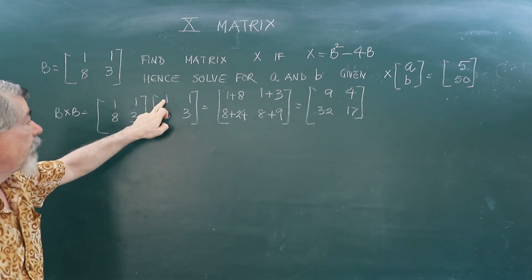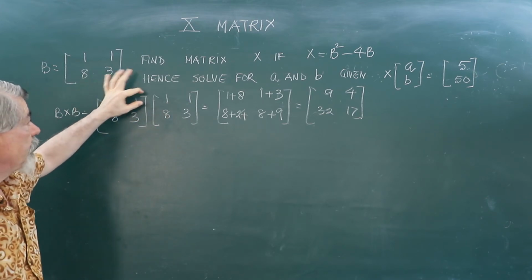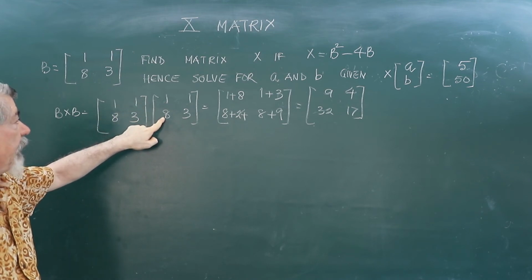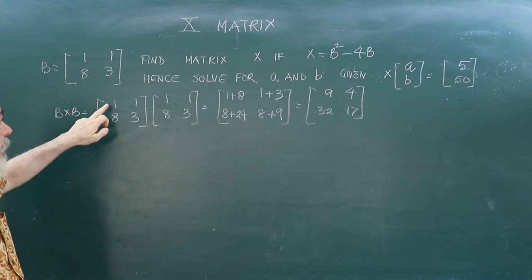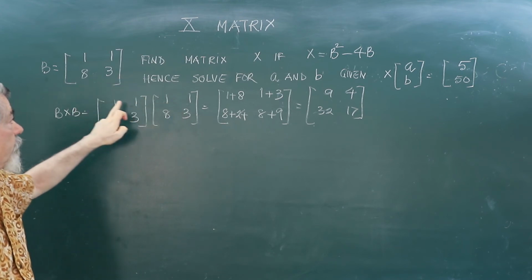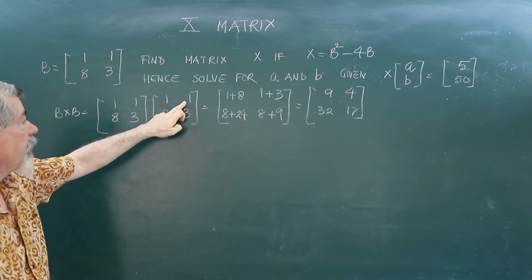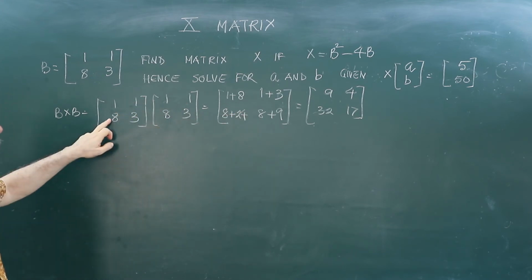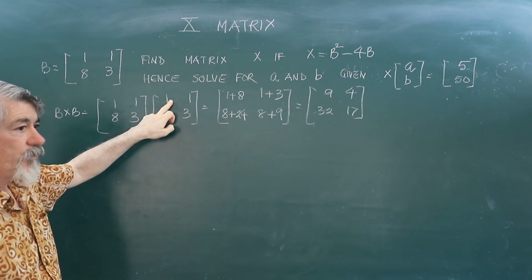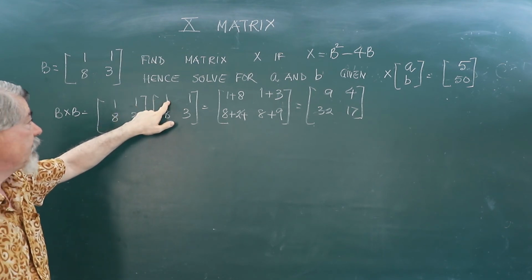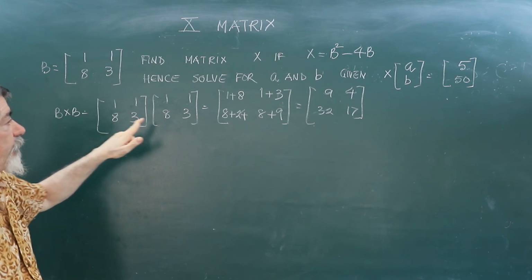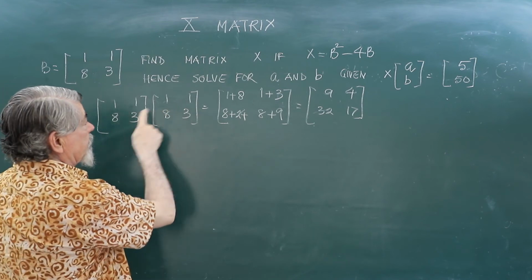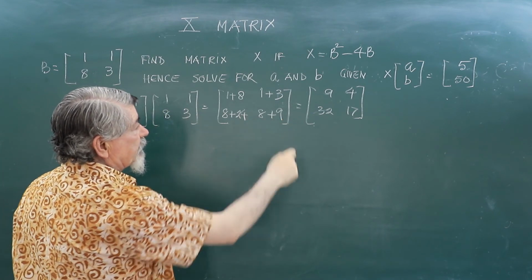1, 1, 8, 3, 1, 1, 8, 3. First row into first column. 1 into 1 is 1. 1 into 8 is 8. So 1 plus 8 is 9. Then first row into second column. 1 into 1 is 1. Plus 1 into 3 is 3. 1 plus 3 is 4. Then second row into first column. 8 into 1 is 8. 3 8s are 24. 8 plus 24 is 32. Then 8 into 1 is 8 and 3 3s are 9. 8 plus 9 is 17.